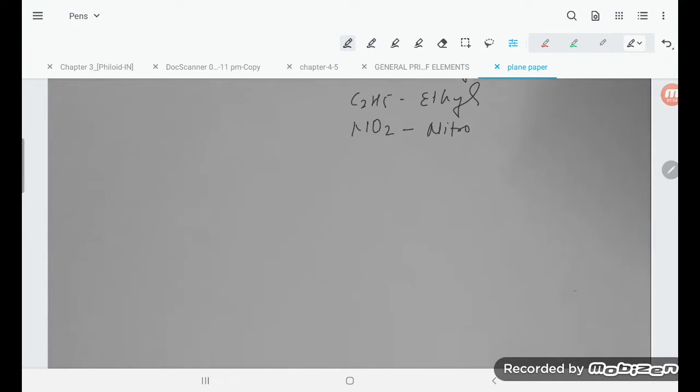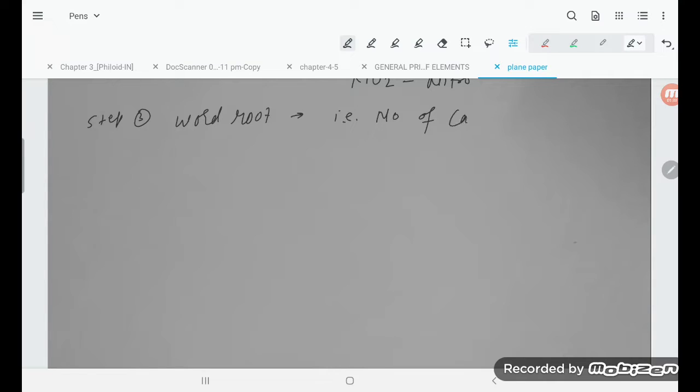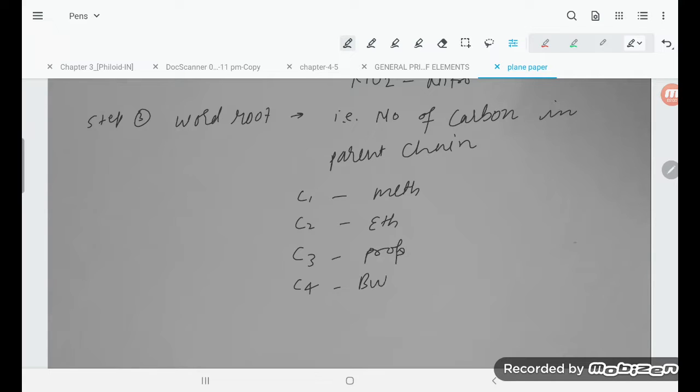Then step number 3: word root. Word root means the number of carbons in the parent chain; keep that in mind. If 1 carbon is there, it is going to be meth. 2 carbons is eth. 3 carbons is prop. 4 carbons is but. 5 carbons is pent.